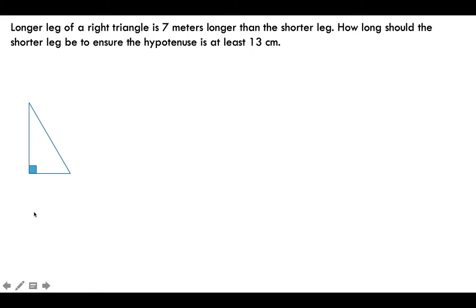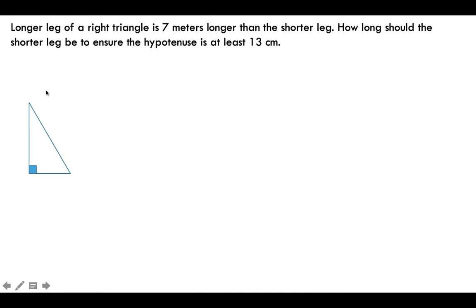Since it is a right triangle, there must be a symbol of a right angle in our triangle. Now, let us first identify the parts of this triangle. This is the shorter leg. This is the longer leg, and the longest side is called the hypotenuse.